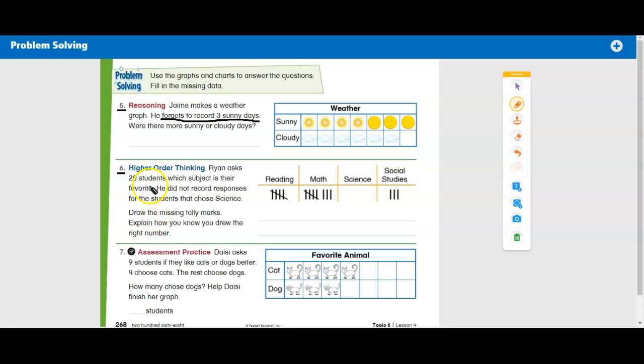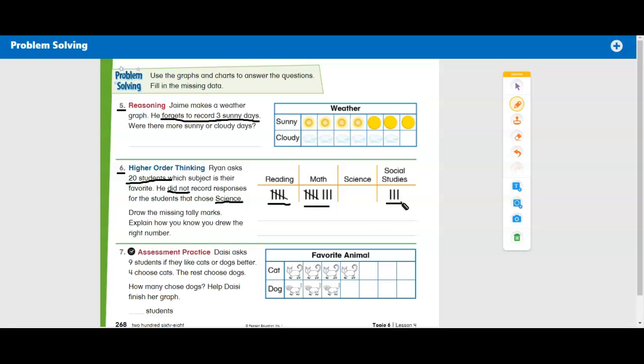So just like we've done before, let's look back at our problem. We know that Ryan asks 20 students. He did not record responses for students who chose science. So what we need to do for number 6 is count up all of the tally totals for reading, math, and social studies. You can show your work here down below. So add together reading, math, and social studies tallies.